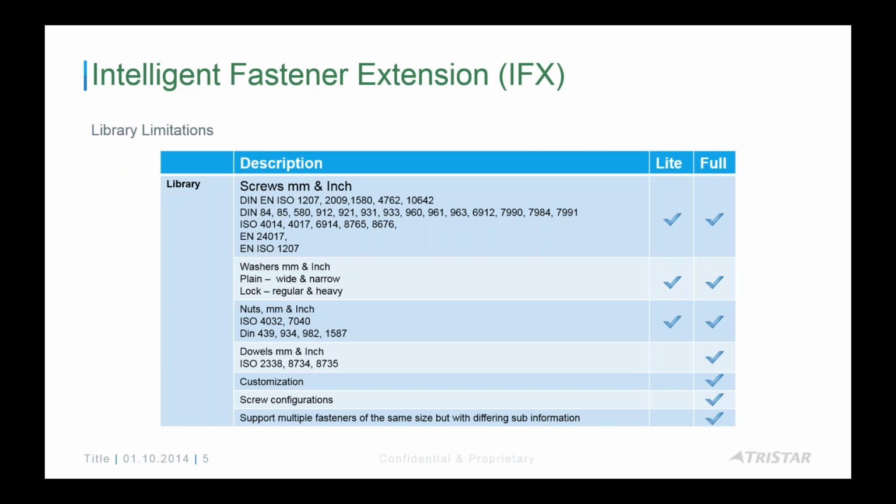So we do have some library limitations. The light version comes with Creo Parametric out of the box. With that, we get a comprehensive library of screws in millimeters and inches. We get washers also in millimeters and inches, and also nuts in millimeters and inches. With the full extension, you also have the ability to assemble dowel pins with millimeters or inches. We can customize the library. We can create screw configurations and support multiple fasteners of the same size, but with differing sub-information.